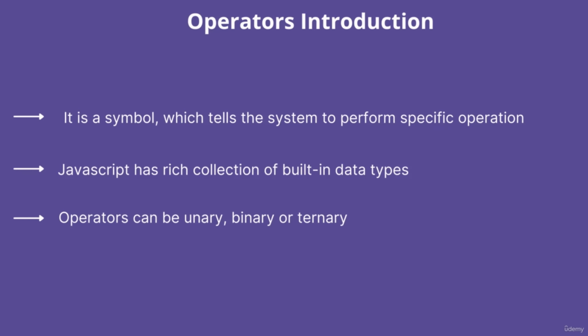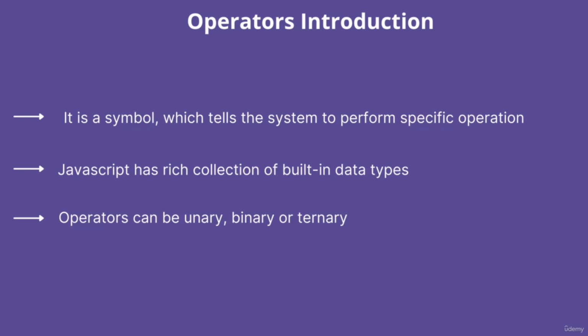An operator is nothing but a symbol which tells the system which particular task needs to be performed on the data on which you are applying the operator. So the operator is the symbol, and the things on which the operator is applied are called the operands. For example, if there are a couple of variables a and b, and we say a plus b, then plus is the operator, and a and b are the operands on which the operator is being applied.